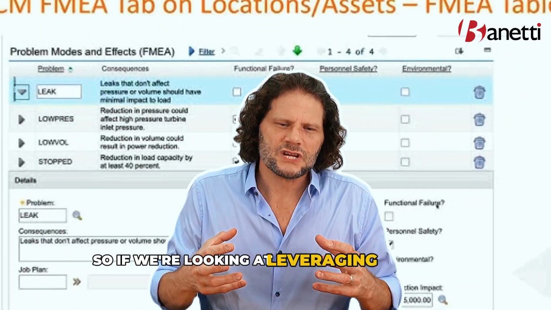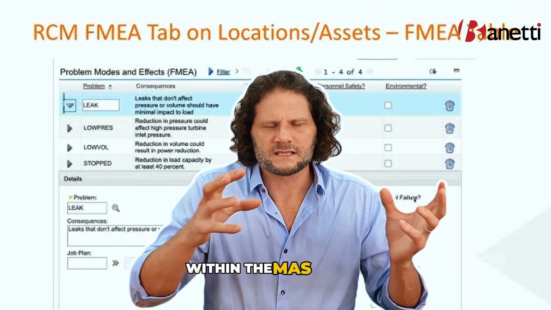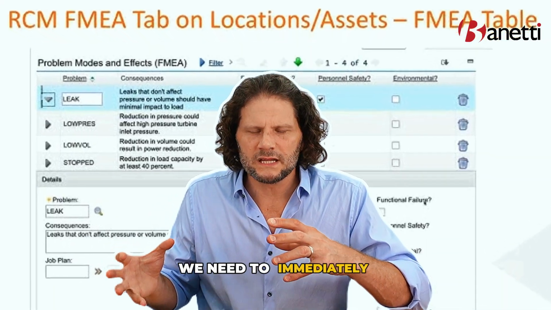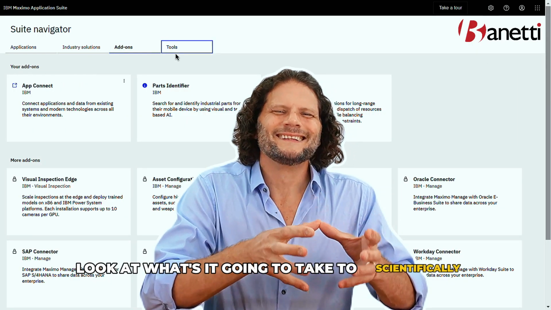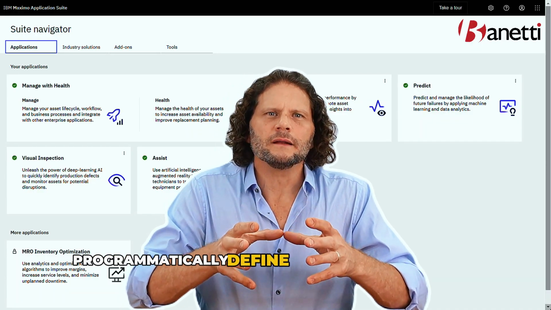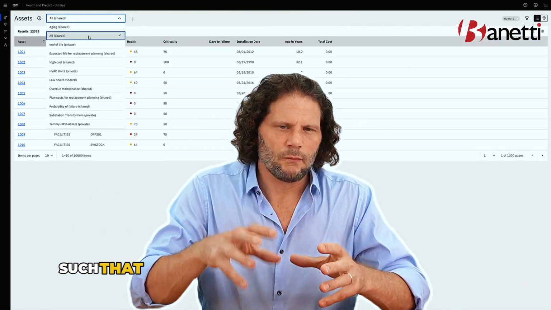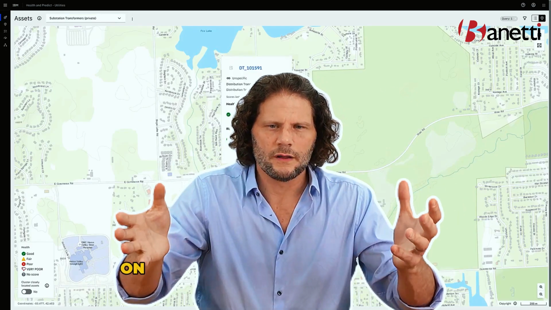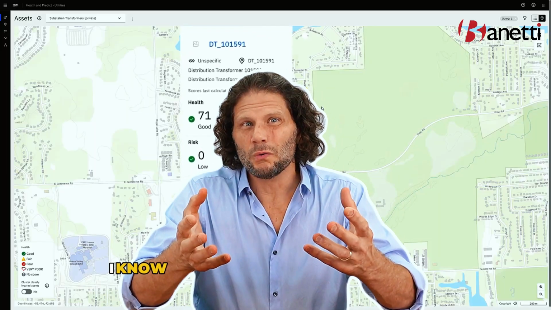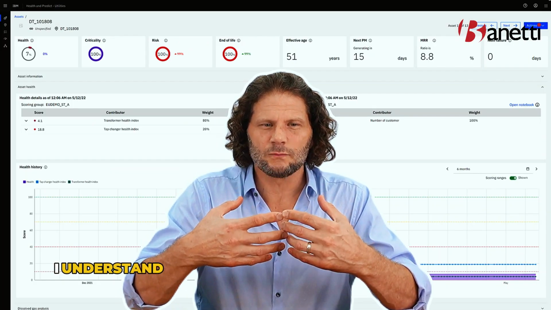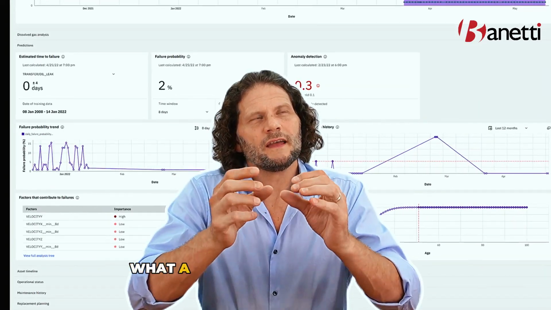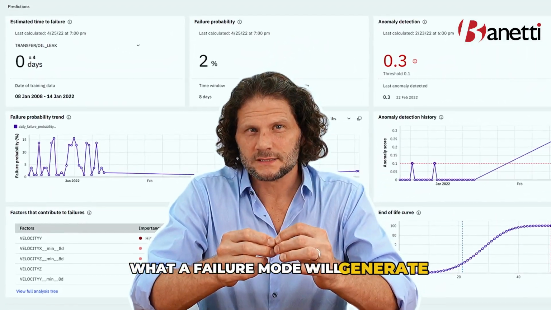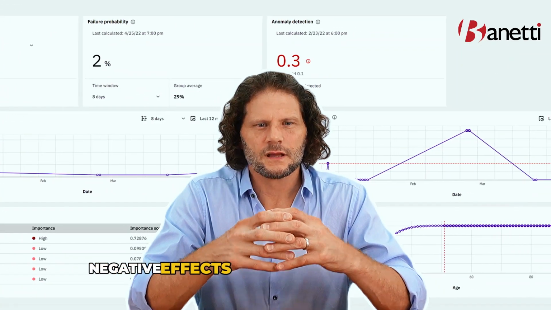So if we're looking at leveraging that FMEA capability within the MAS 9 suite, we need to immediately look at what it's going to take to scientifically, programmatically define our processes and use cases such that when an asset drops into a given position on that process within that use case, I know what the operational context is, I understand what the operational expectations are, and therefore I can give you a realistic view of what a failure mode will generate in terms of negative effects on that process or use case. It's always deep water.